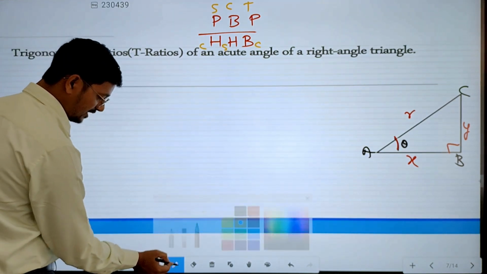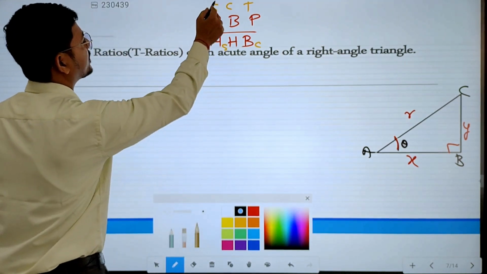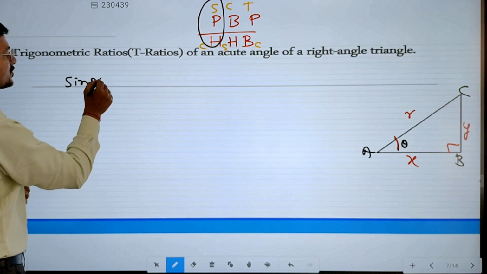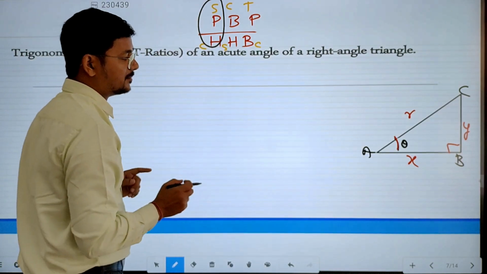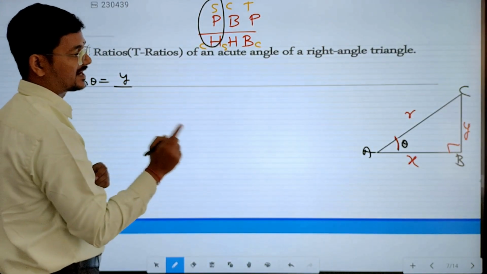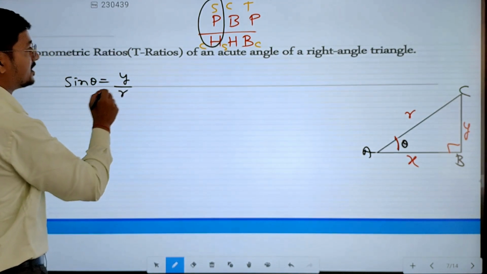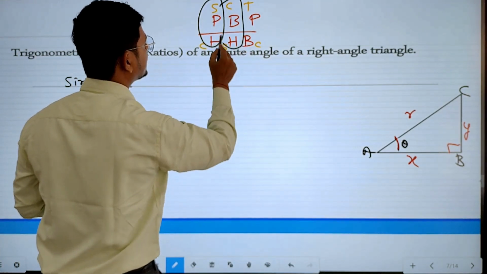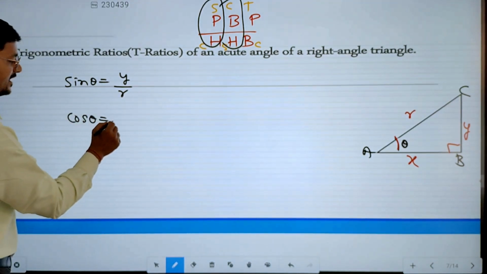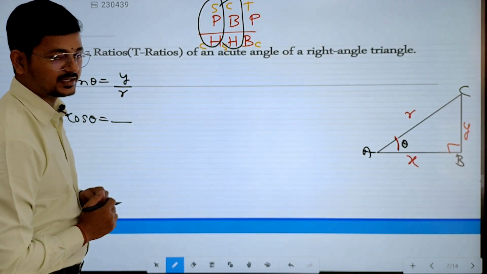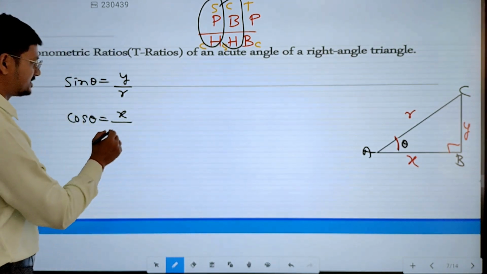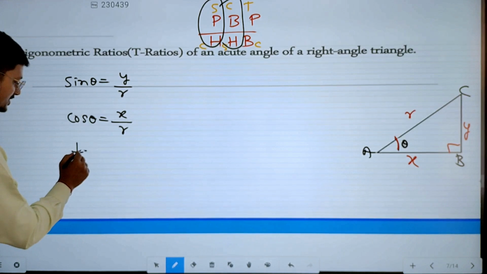The first trigonometric ratio is sine theta. Sine theta is the ratio of perpendicular and hypotenuse. Perpendicular is the side opposite to theta, that means Y, and hypotenuse is always the side opposite to the right angle, that means R. The second trigonometric ratio is cos theta, which is the ratio of base and hypotenuse. Base is the side adjacent to theta, which is X, and hypotenuse is always the side opposite to the right angle, that means R.